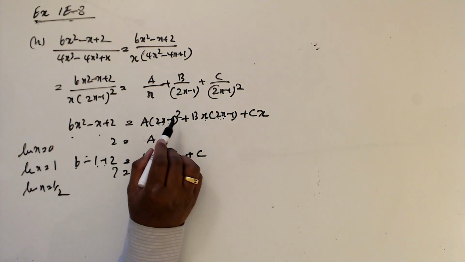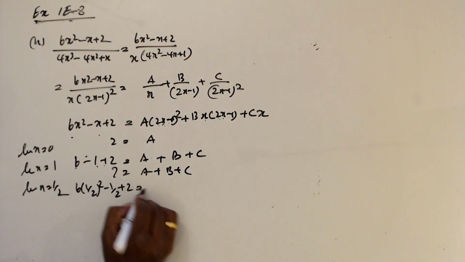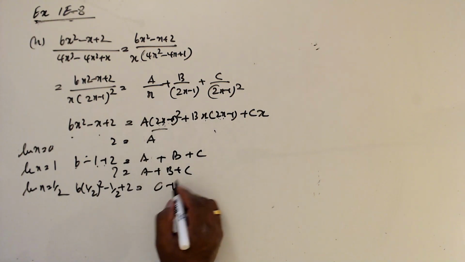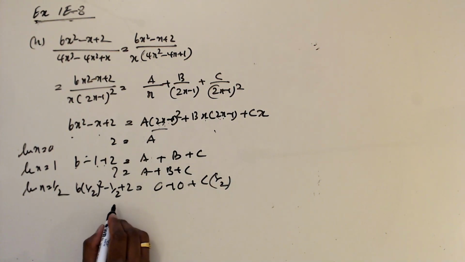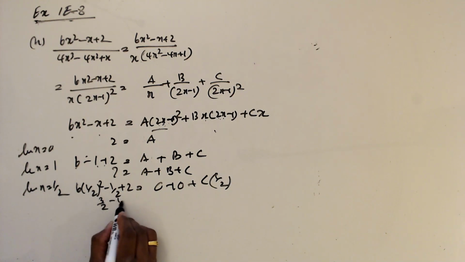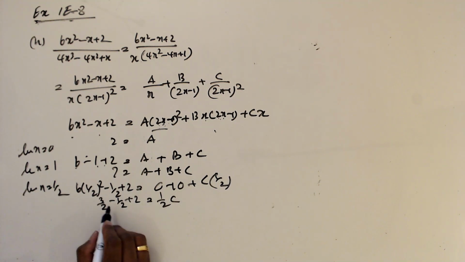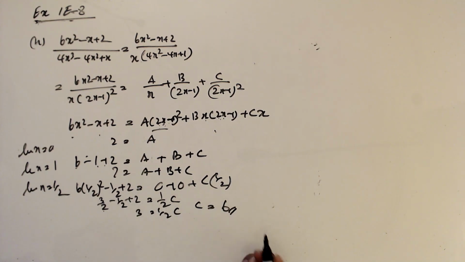It's difficult, but we'll work with it. 6 times 1 squared minus fraction, I don't like, but you may sometimes. So this is going to be 0 and this is 0 and this is c times half, so this is going to be 3 over 2, 6 over 4 minus half plus 2 equals half c, so this is 1.5 minus 0.5, so 1 plus 2, so this is 3 equals half c, c equals 6.